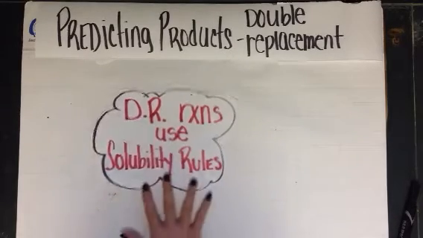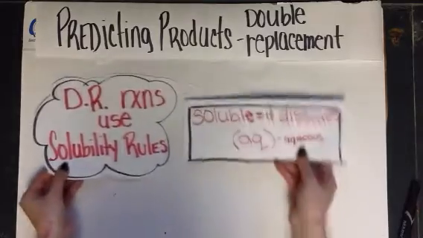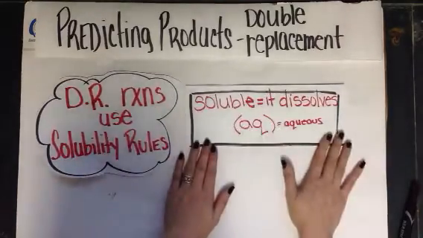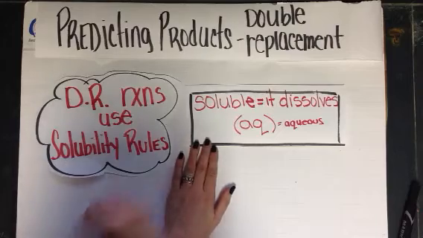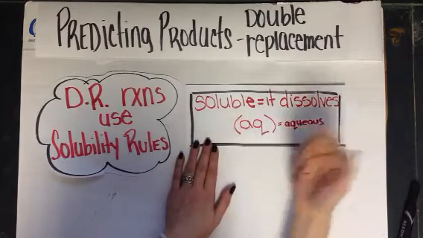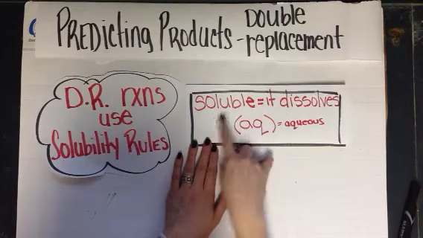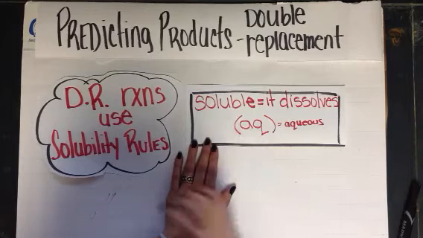Double replacement reactions use what's called the solubility rules. Okay? So in order to understand our solubility rules, I have a couple of important vocabulary words. First of all, soluble means it can dissolve. So soluble means a substance dissolves, and we're talking about dissolving in water. So if a substance dissolves in water, then it's considered aqueous.